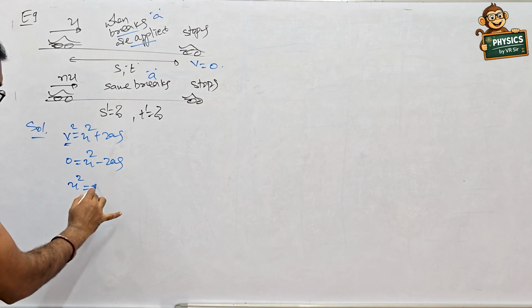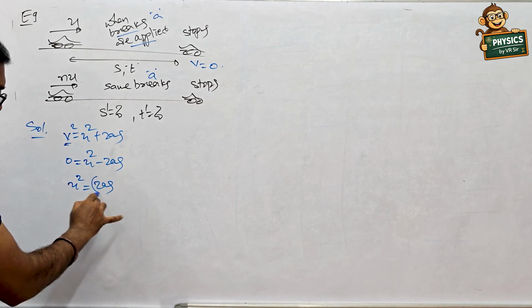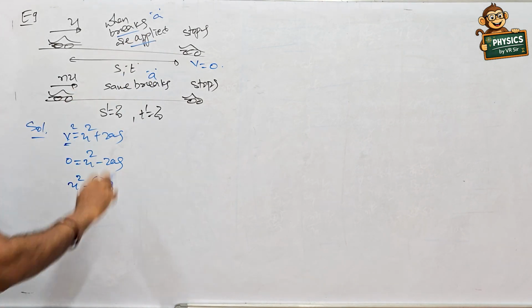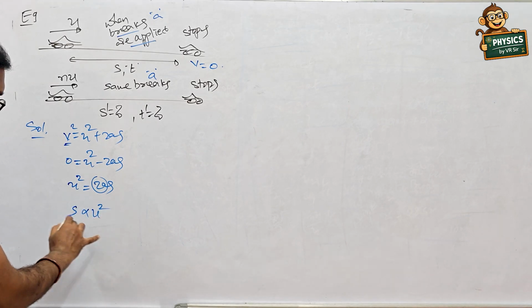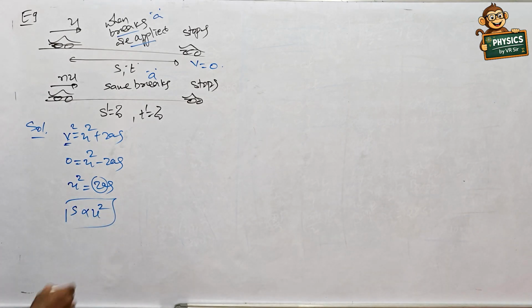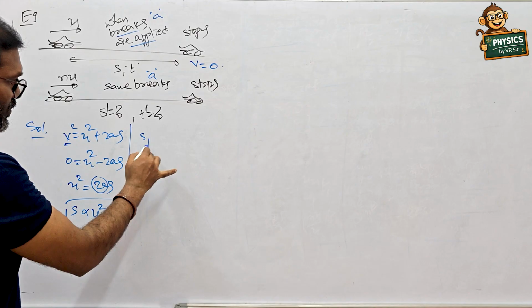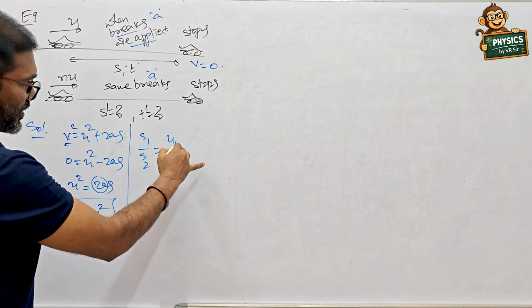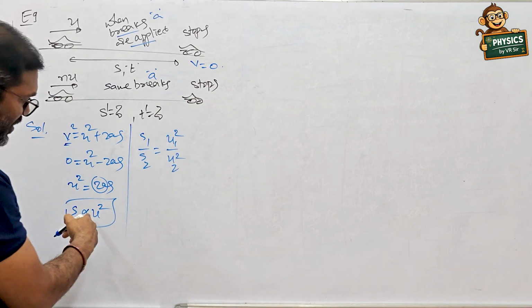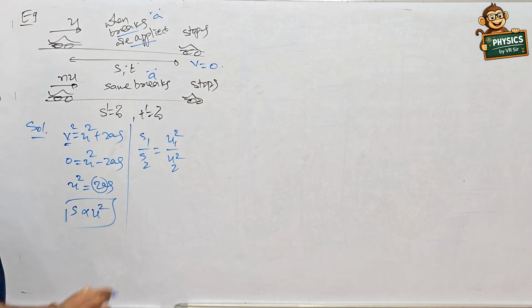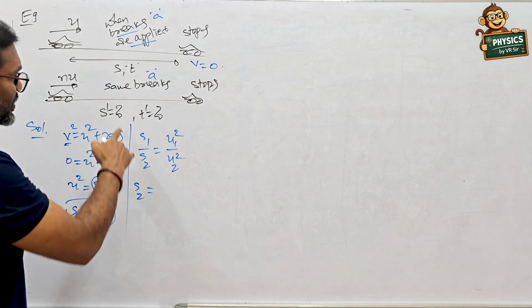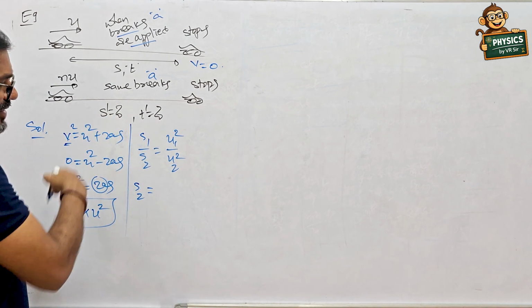So then u square is equal to 2as, and anyway acceleration is the same for both the cases. Therefore we can take it as s is proportional to u square. So s1 by s2 is equal to u1 square by u2 square, isn't it? Now we need to find out s2. s2 is nothing but s dash, the displacement in the second case.